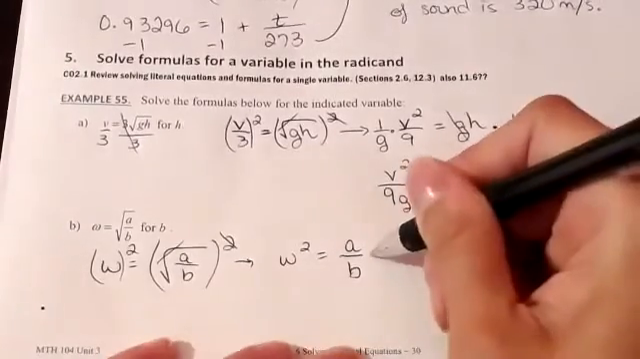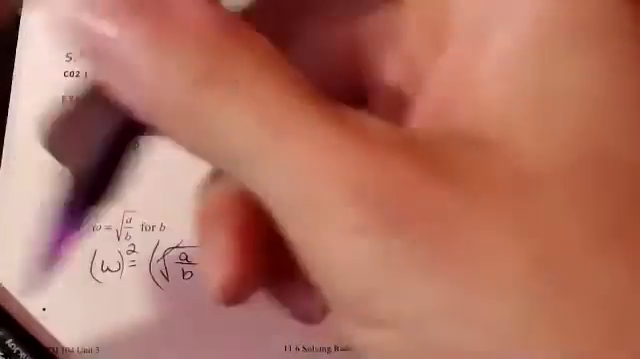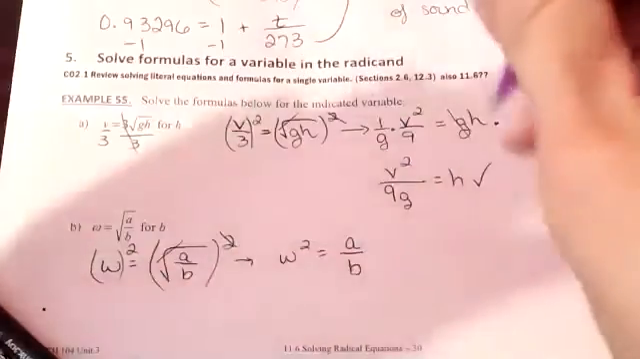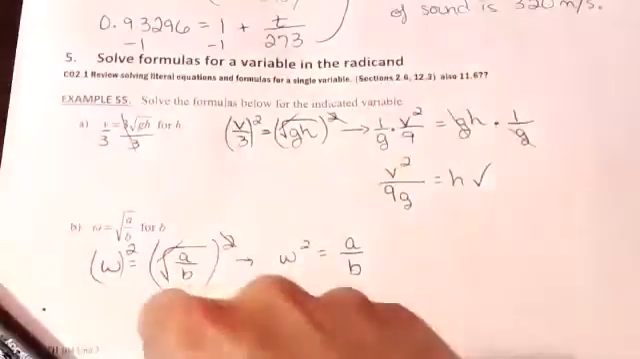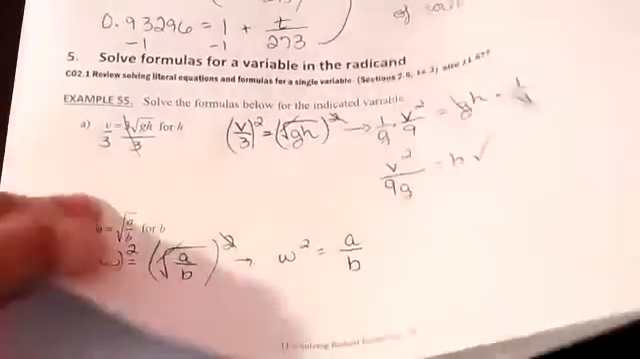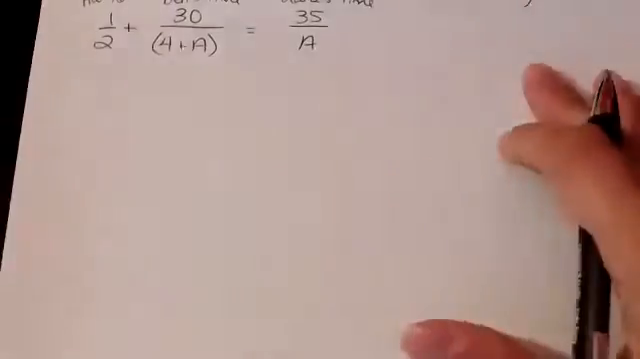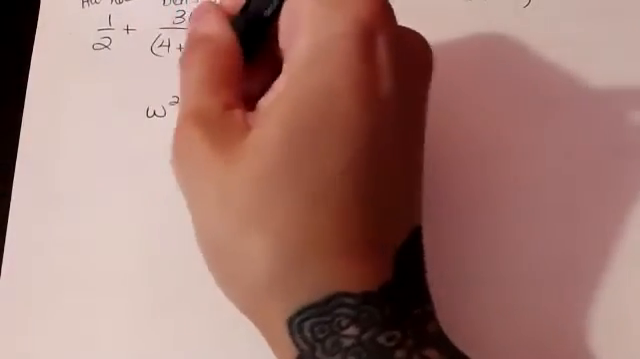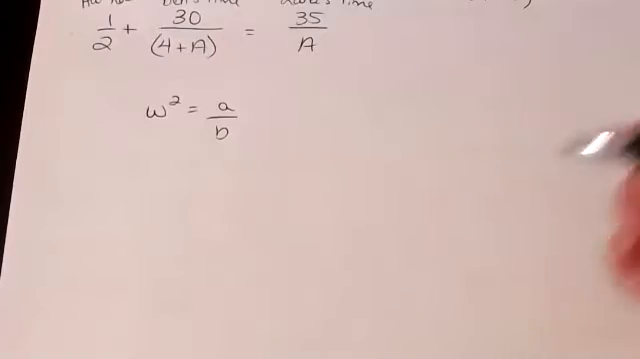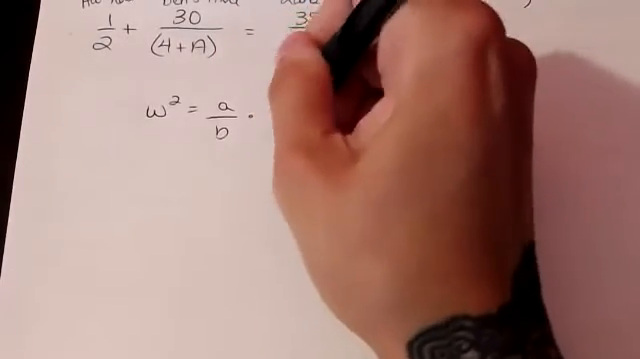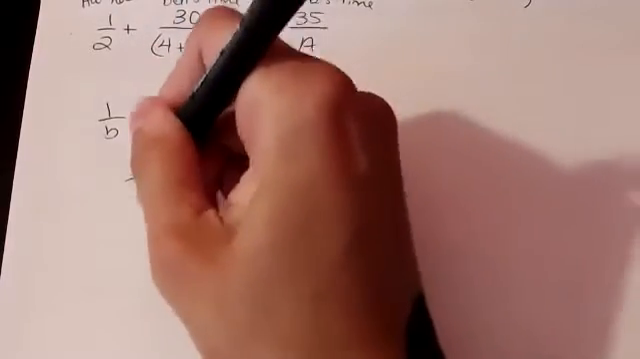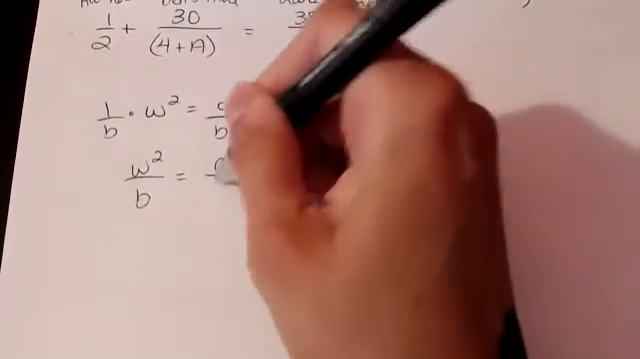Notice if I multiplied, I'm going to write this. I don't have it. That's okay. I have scrap paper. If I took that W squared and I multiplied it by 1 over B, I just want to show you what this looks like. These do not cancel. This becomes W squared over B is equal to A over B squared.